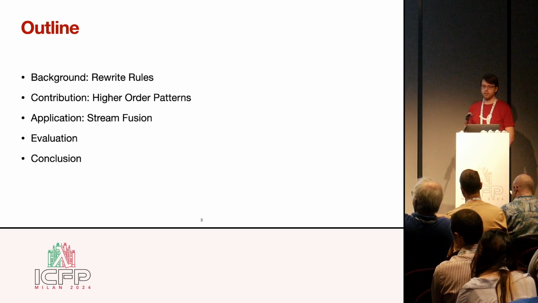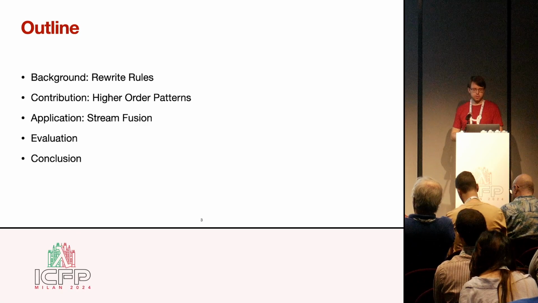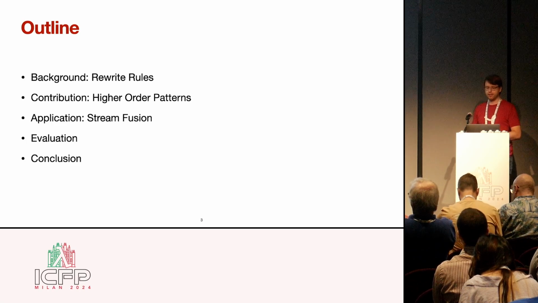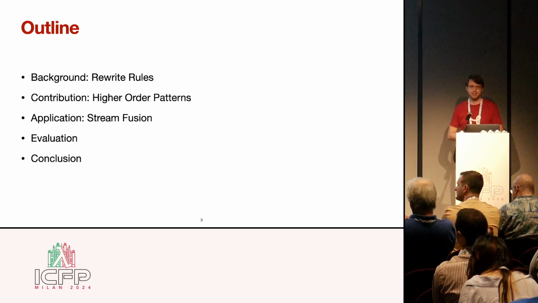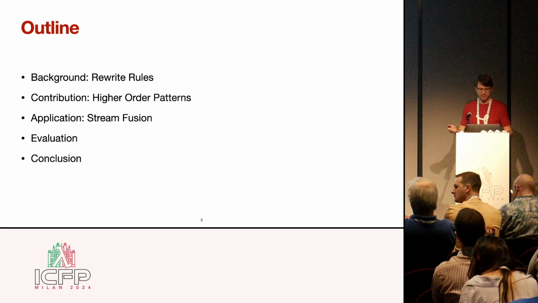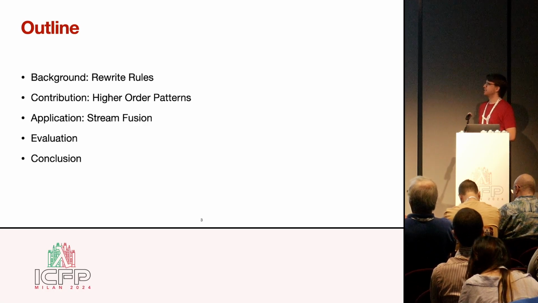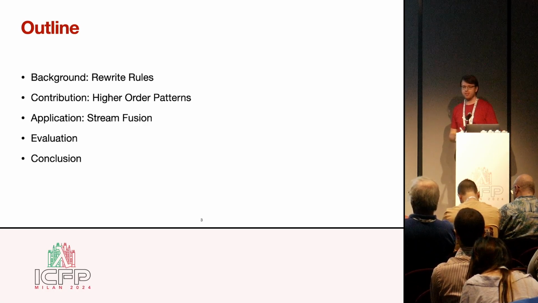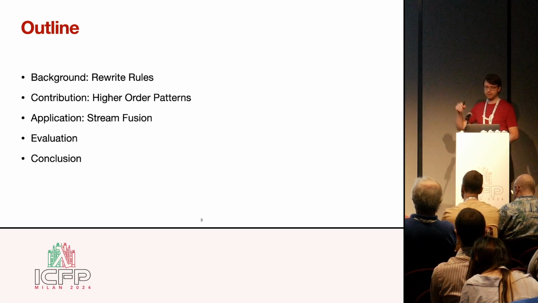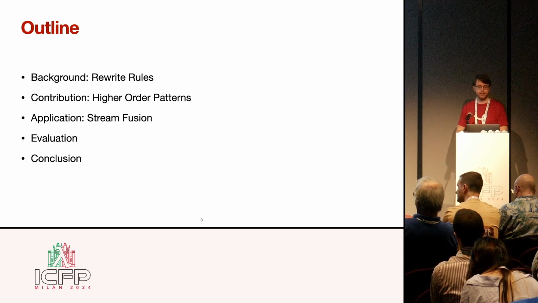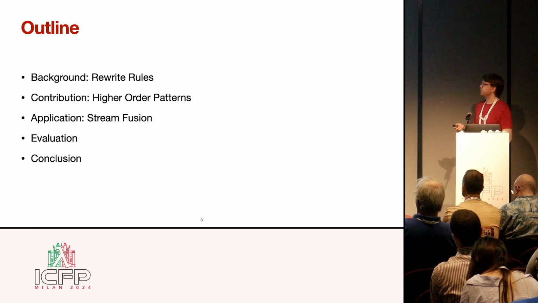So in this talk, I'll tell you a bit about what rewrite rules are and how GHC does the matching. I'll tell you where it falls short and how my higher order patterns can solve at least one issue remaining with the rewrite rules. And then I'll show the main application, which is to stream fusion, which is one of the optimizations that can do this transformation that I mentioned on the previous slide. And finally, I'll show you how I evaluated this approach and tell you about my conclusions.